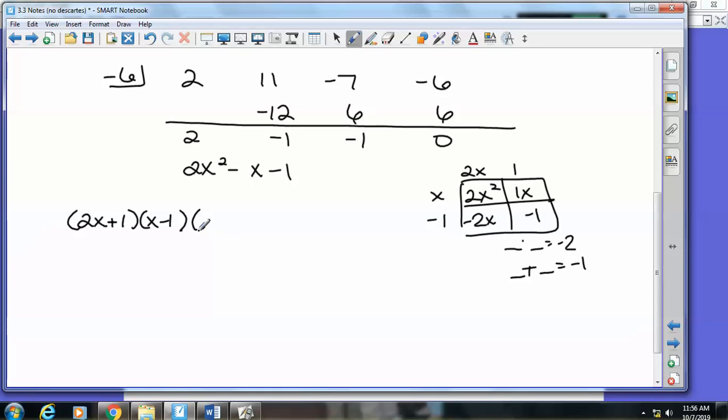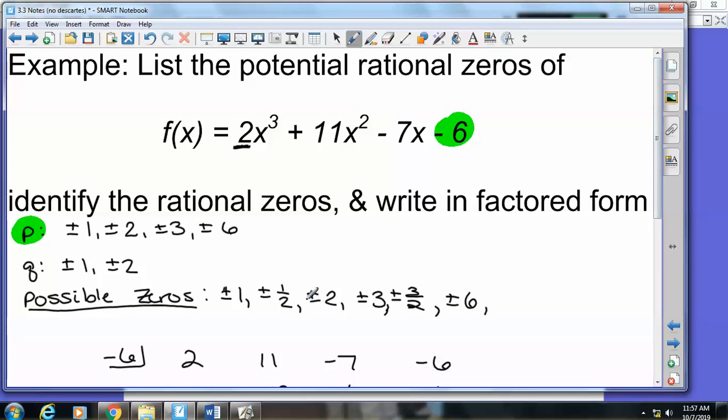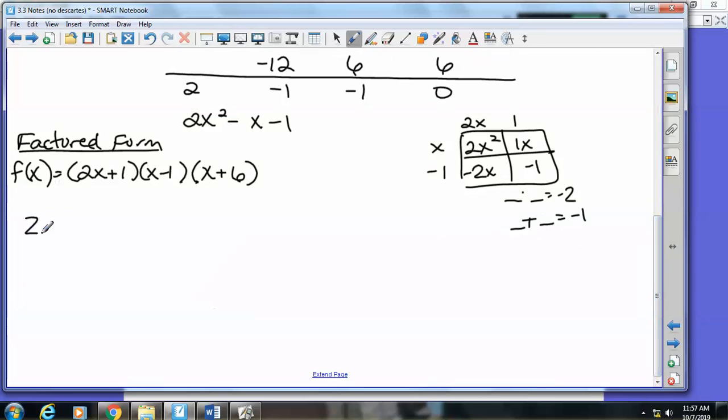What else do I need in this? -6 works, so this has to be x plus 6. That is the factored form. So we just successfully factored a cubic without any starting point. I'm not done. I asked you for several things here. I said list the possible zeros, which is right here. Identify the zeros and write the factored form. I haven't listed my zeros yet.